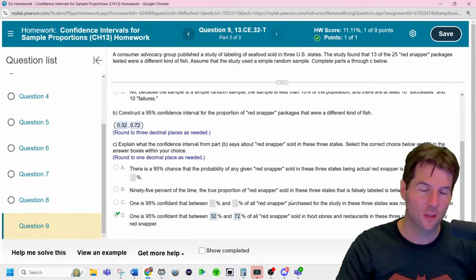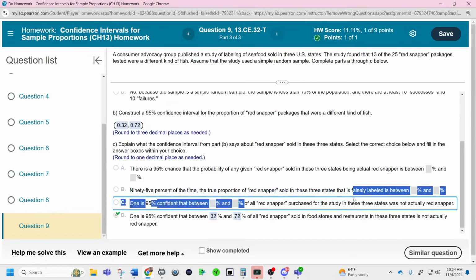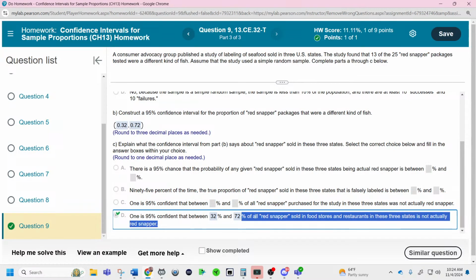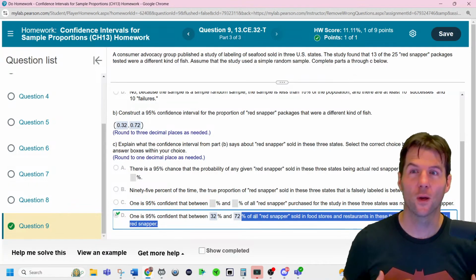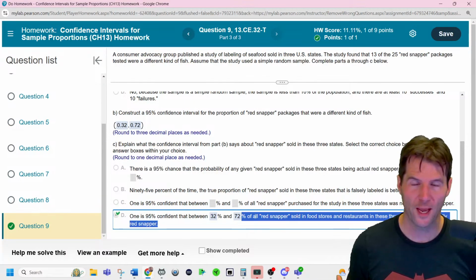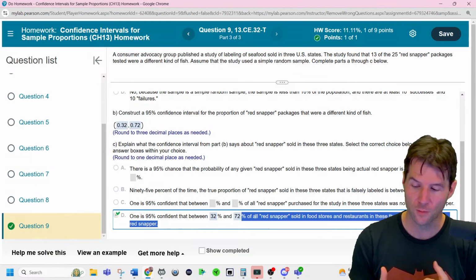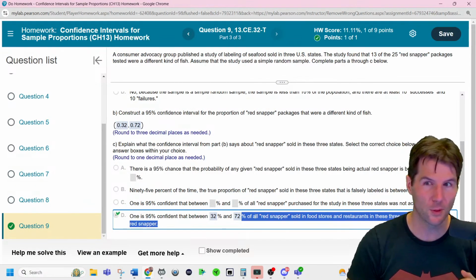And here's the thing, you might say, why isn't it answer C? Answer C says the packages for the study. We know that 52% of the packages for the study were mislabeled. We want to make assumptions about all the packages. That's what inferential statistics is, to figure out what's the truth for all the packages. I am 95% confident that the true proportion of mislabeled red snapper packages for all packages that exist is contained in the interval 32 to 72%.